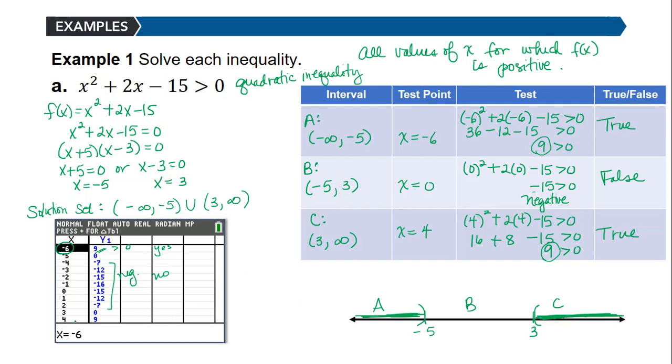For the input value of 4 in region C, my output is 9, which is greater than 0. So again, the calculator can assist you in getting some of these results a little bit quicker.